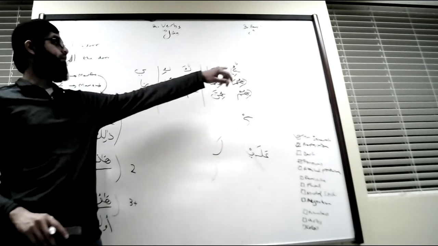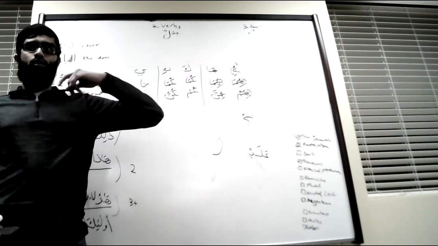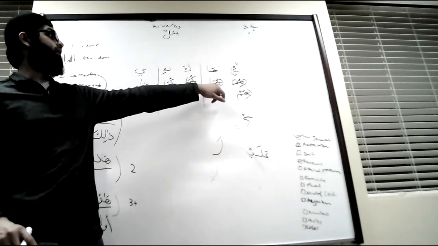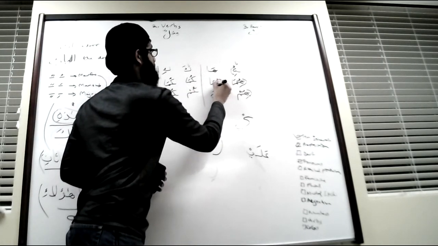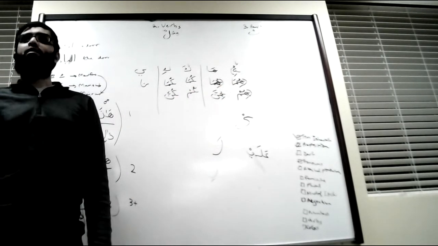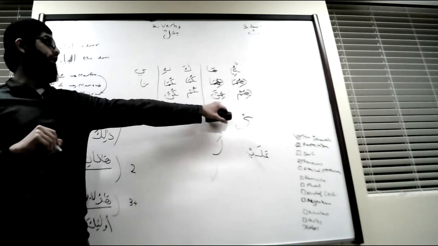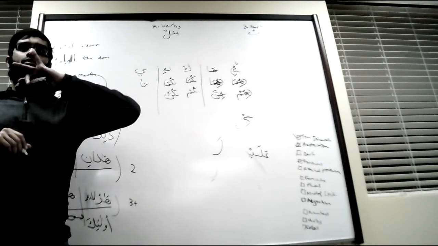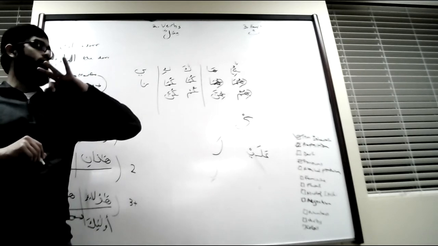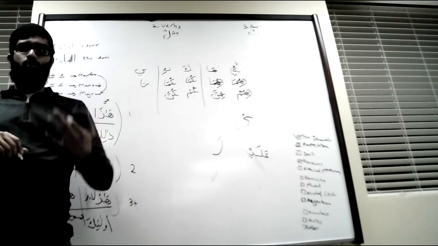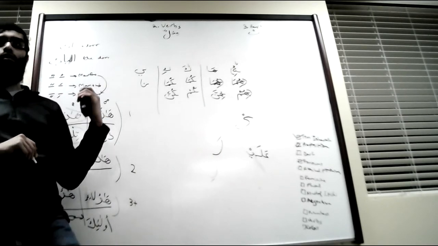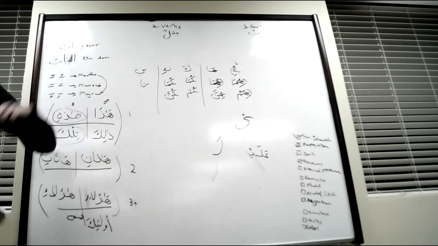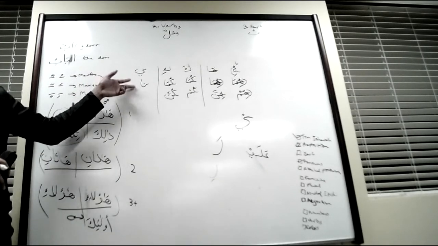Alayhim. Alayha. Alaykuma. Alayhinna. Okay, on you. Alayka. On you too, alaykuma. On you all, alaykum. Okay. Alayki. Alaykuma. Alaykunna. Alayya, and then alayna. Okay, so on me and then on us.